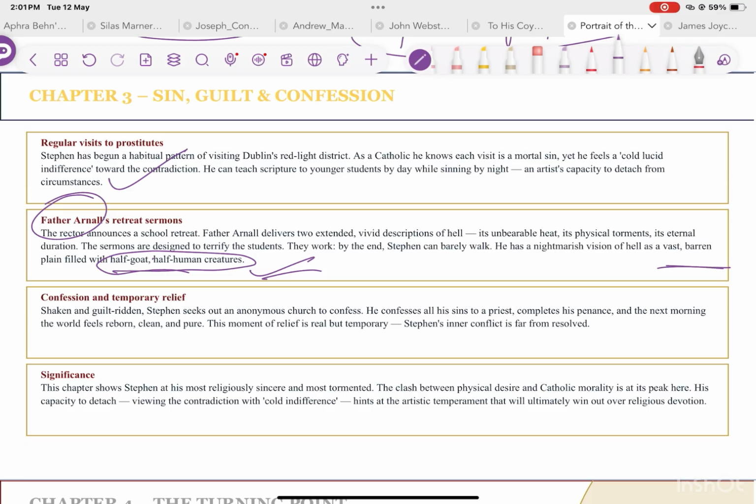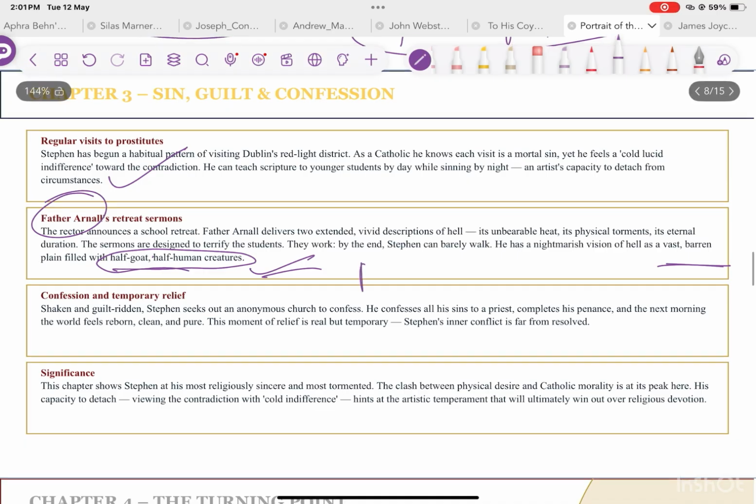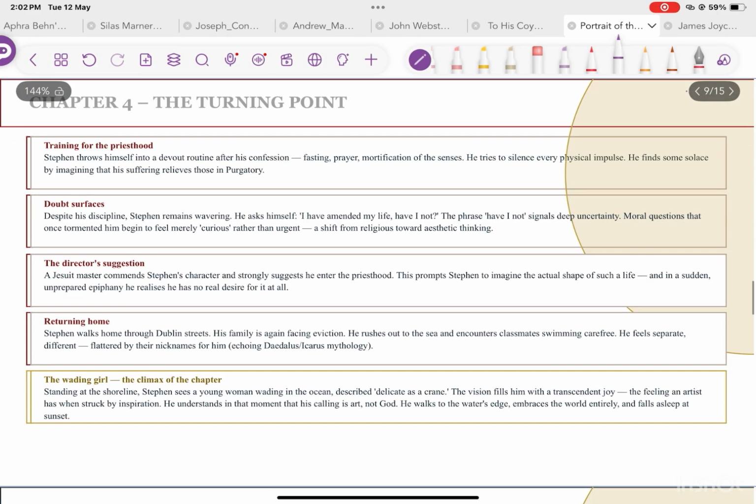Overwhelmed by this fear, confusion, and guilt, he secretly goes to another church, confesses his sins, and completes his penance. There he completes his repentance and penance, and he feels spiritually cleansed and fully awakened to life. His confession gives him temporary relief. Now we move to chapter 4 of the story.